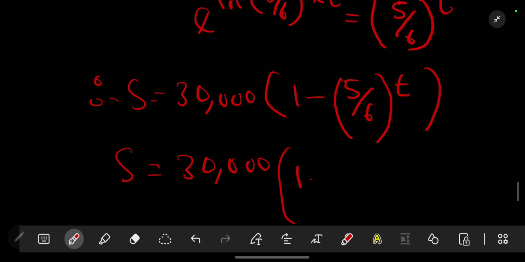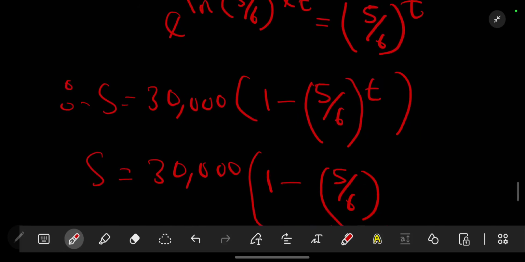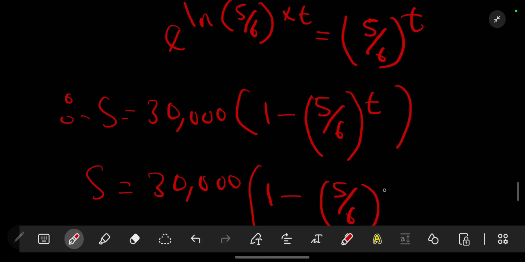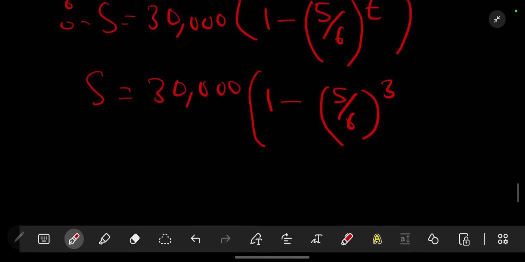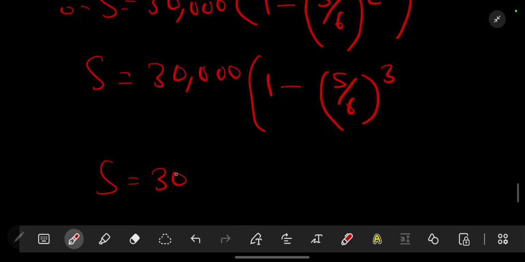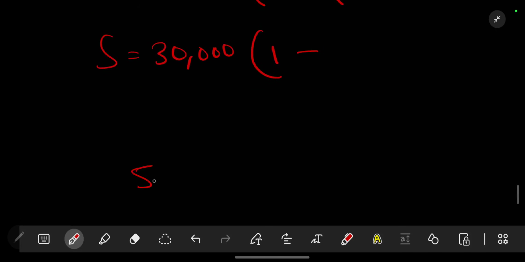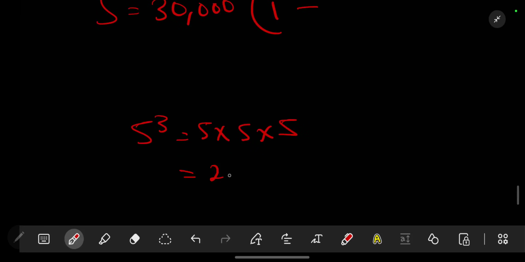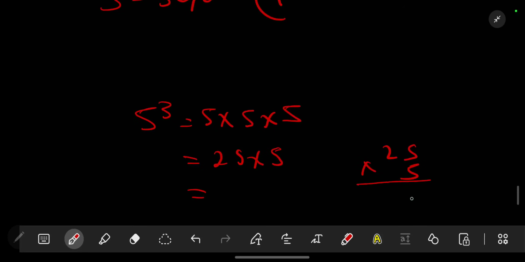Then we have 1 minus 5 over 6, to the power of t, which is equivalent to 3. So we have S is equal to 30,000 times 1 minus, what is 5 to the power 3? 5 to the power 3 is the same as 5 times 5 times 5. 5 times 5 is 25, times 5, which gives us 125.